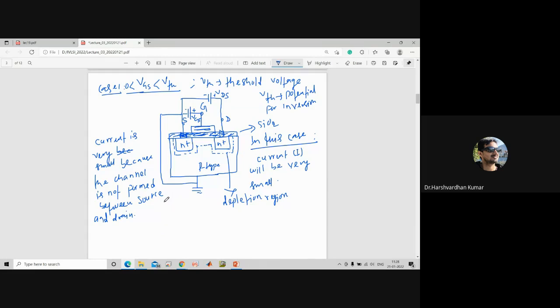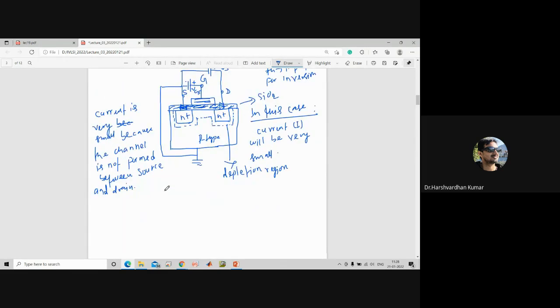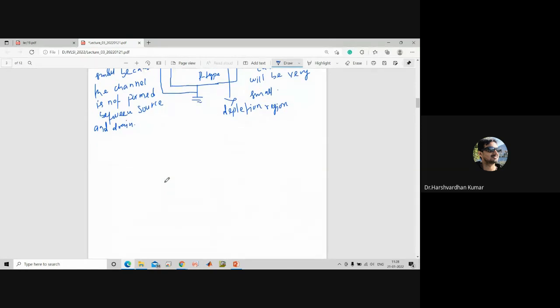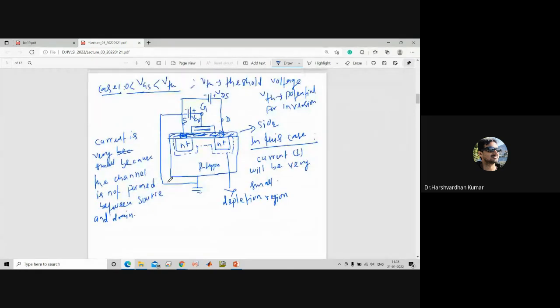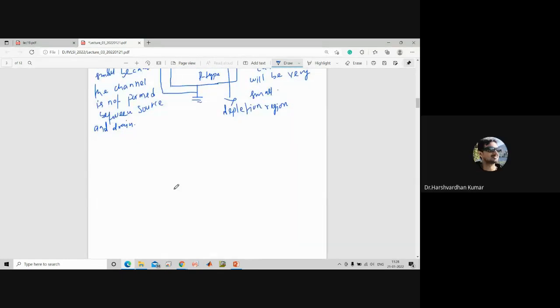Okay, so if I ask you in the questions, for VGS greater than 0 and less than VTH, the current is very small, and what is the reason behind it? Your answer will be, this is because the channel is not formed between source and drain. As a result, the electrons will not move from source to drain, and the current will be very less. Any difficulty in understanding this concept? Yes? No, sir. Okay, so now move to case 2.